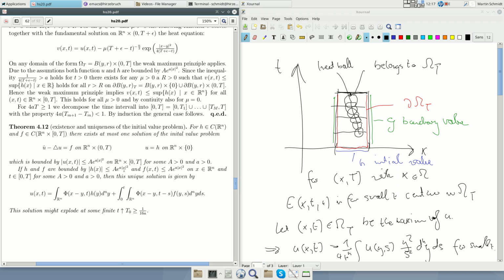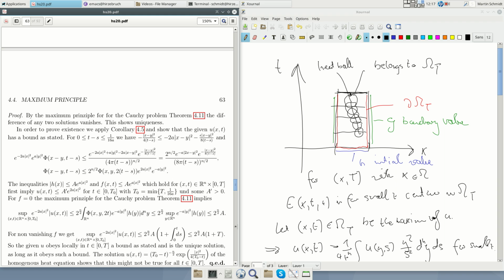So we want to show that this function really obeys the growth condition. How do we do this? We first consider t and s which obey this estimate. Okay, then we clearly have that this expression here.